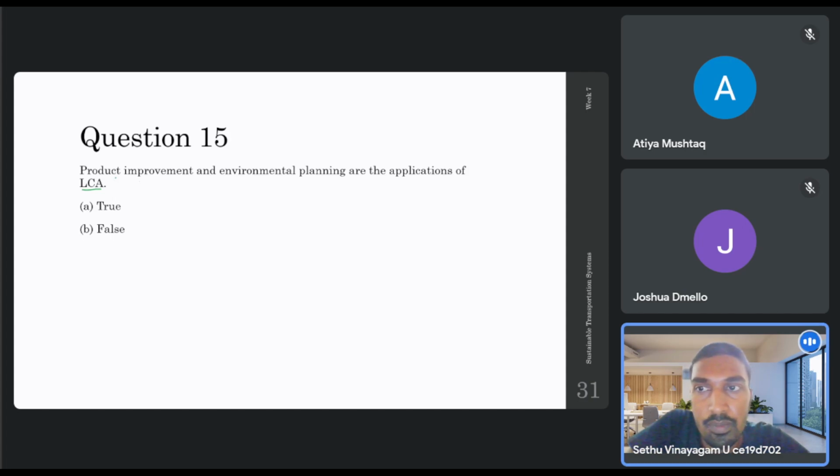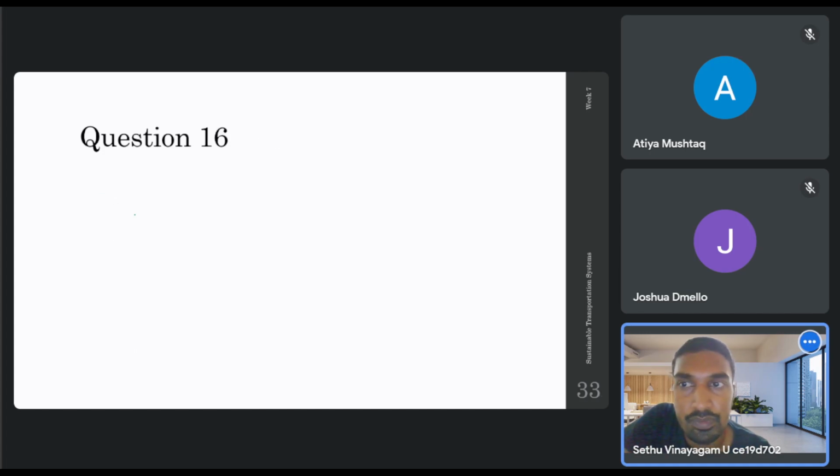So those opportunities can be brought out through doing this LCA. So that helps in the product improvement, right? And also in environmental planning, as we said, like in selecting the indicators that are helpful in measuring or assessing the impacts, those also can be brought out by doing the LCA. So these two are applications of conducting the life cycle analysis, right? So therefore, the given statement is correct.